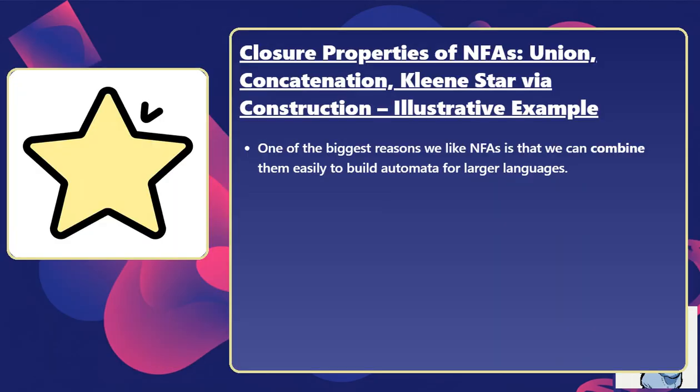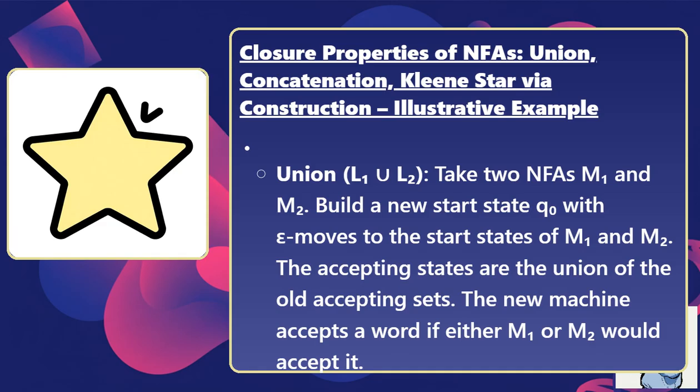One of the biggest reasons we like NFAs is that we can combine them easily to build automata for larger languages. Union, L1 union L2: take two NFAs, M1 and M2. Build a new start state Q0 with epsilon moves to the start states of M1 and M2. The accepting states are the union of the old accepting sets. The new machine accepts a word if either M1 or M2 would accept it.